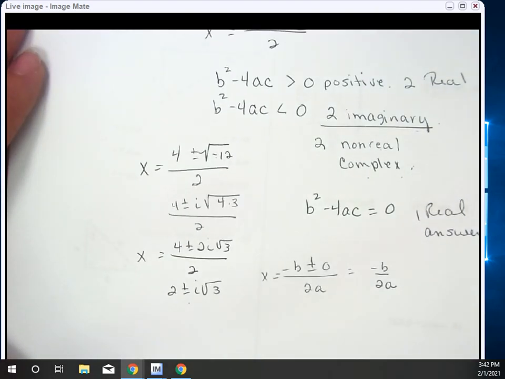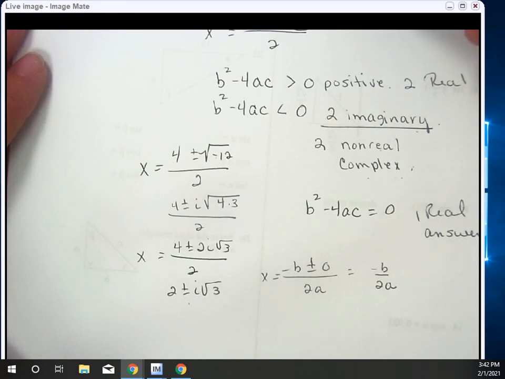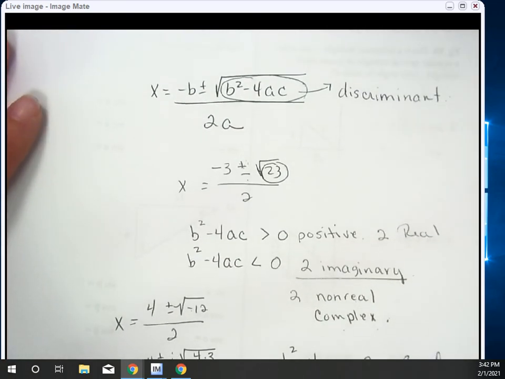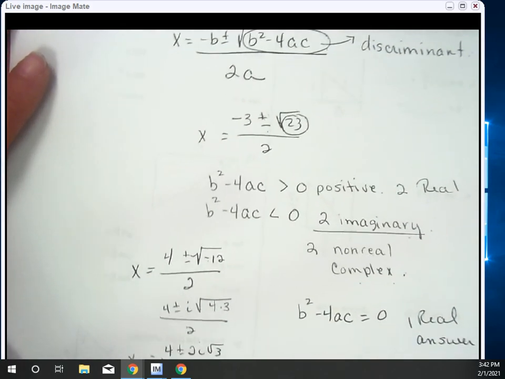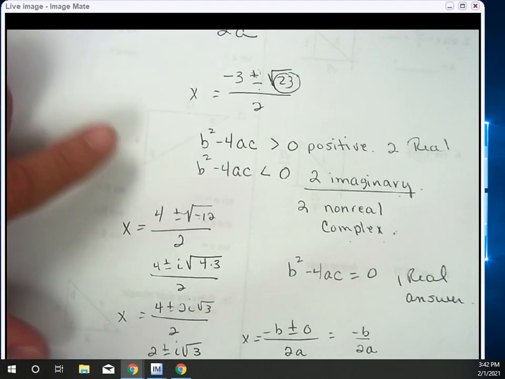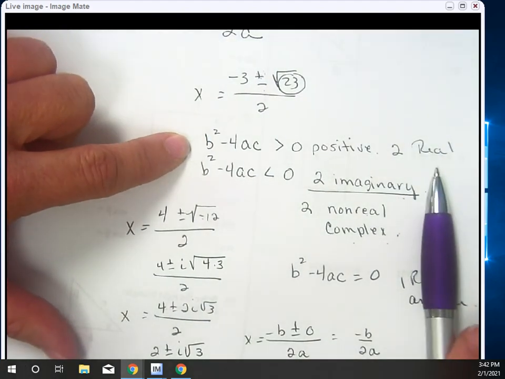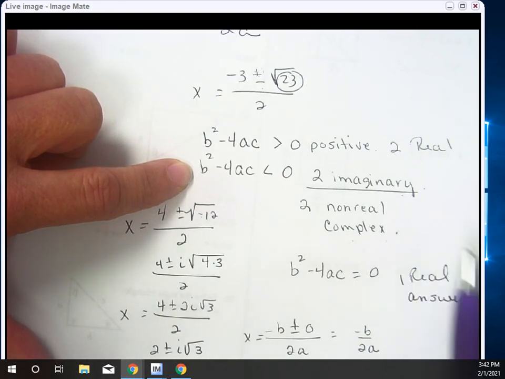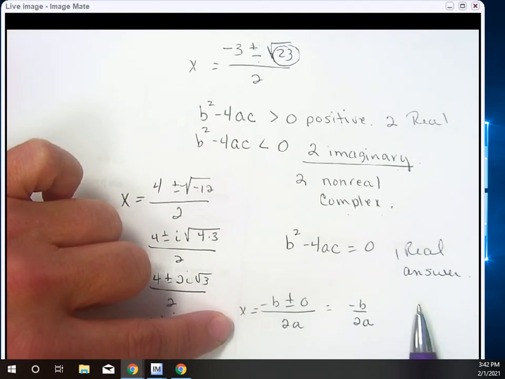So the discriminant, the thing underneath the radical in the quadratic formula, the b squared minus the 4ac, tells you how many and what kind of solutions you're going to have. Positive, two real. Negative numbers are two non-real complex. If it's equal to 0, one real.